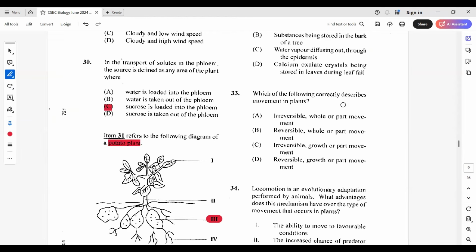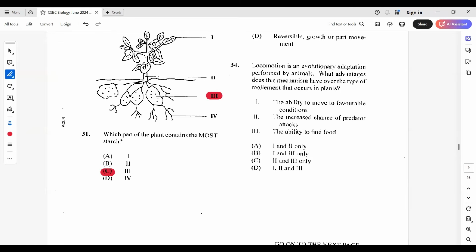Which of the following correctly describes movement in plants? And plants, we know they move with growth, and it's usually part. The whole plant doesn't get up and walk away, and it's irreversible growth or part movement. 33 is C.